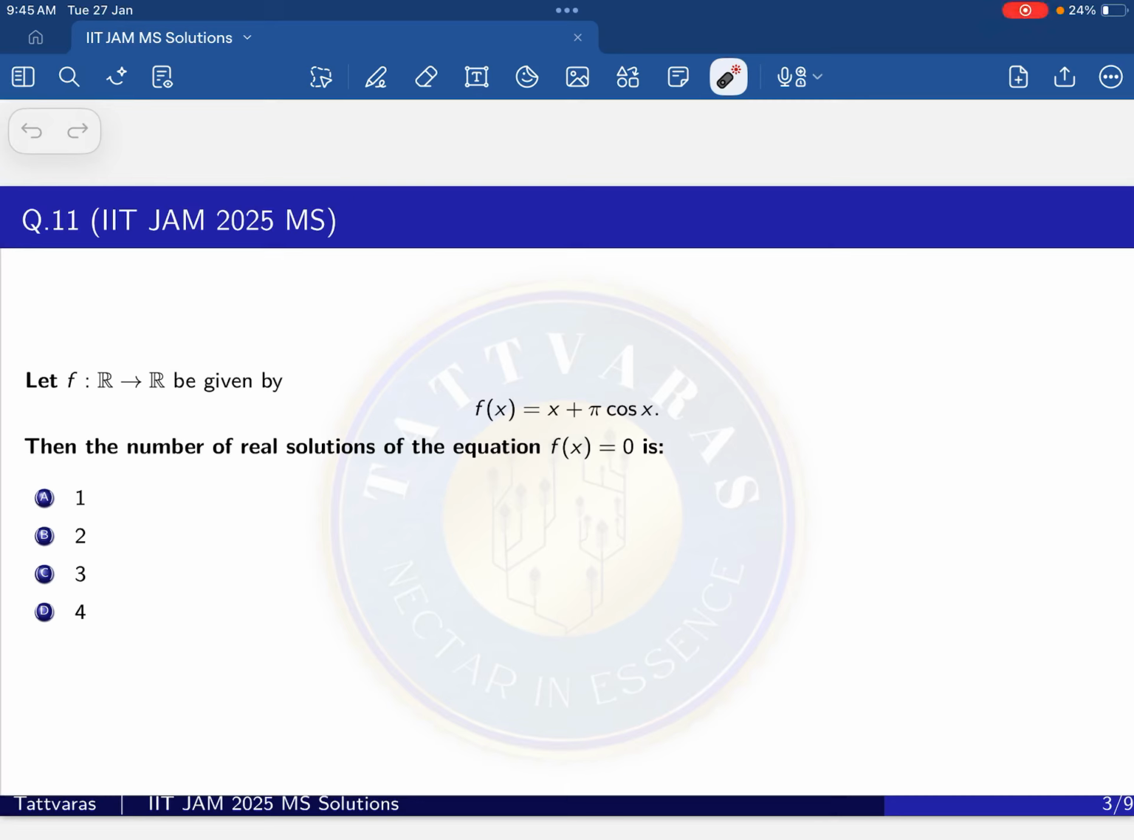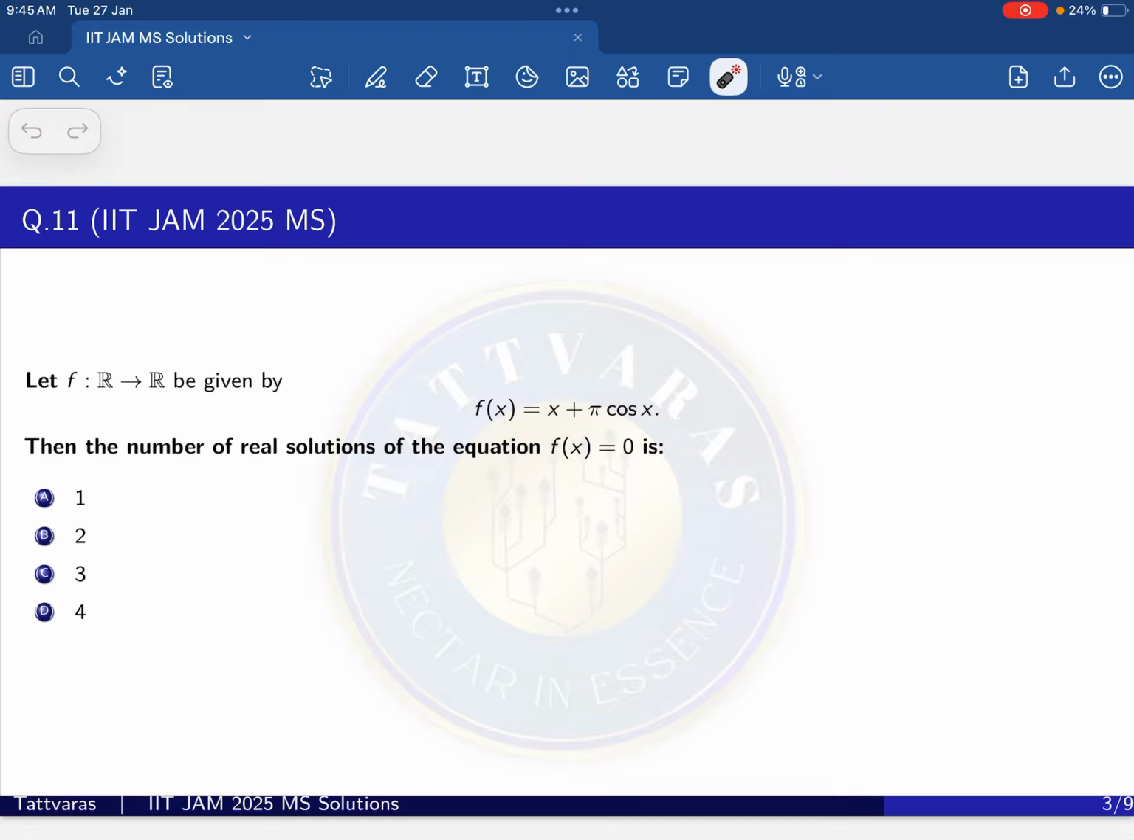So today we will be solving another problem from JAM MS 2025. This is problem number 11, and here we are given a function f from R to R, which is defined as f(x) = x + pi cos x, and we have to find the number of real solutions of the equation f(x) = 0.